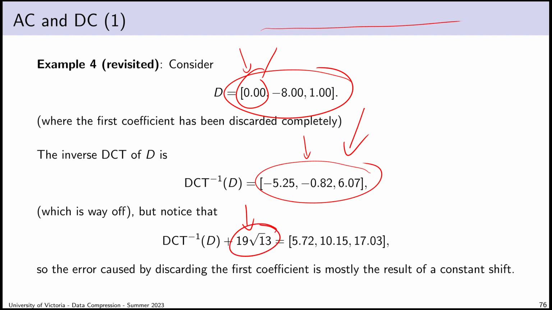The fact that it's this number is not something we should dwell on, but you'll observe that if I just take that inverse DCT and add this constant to every value, I do get something that's now within rounding distance of my original data.